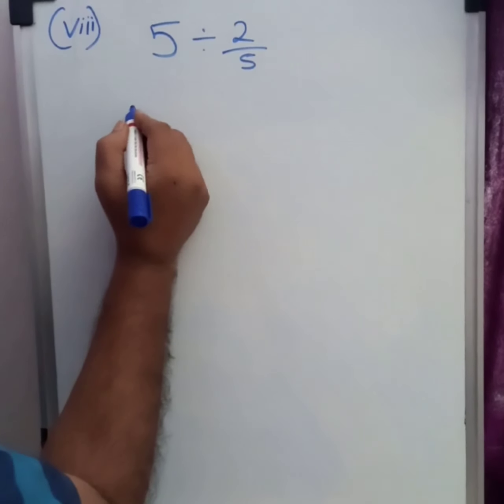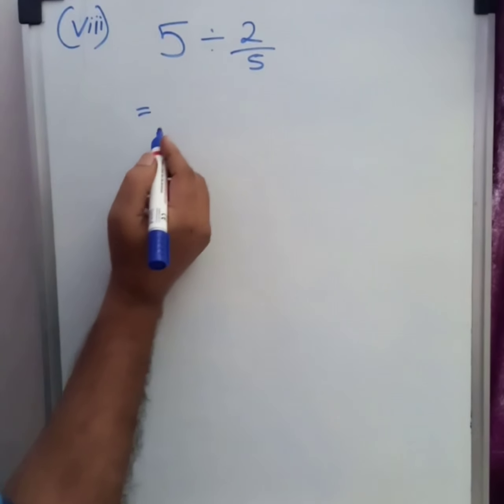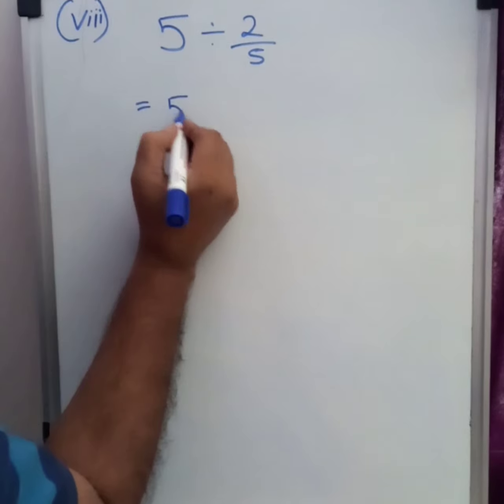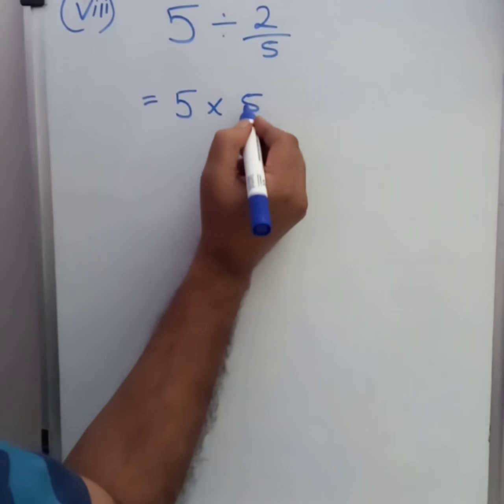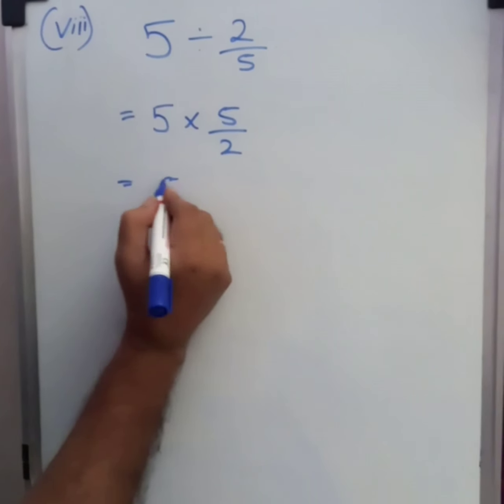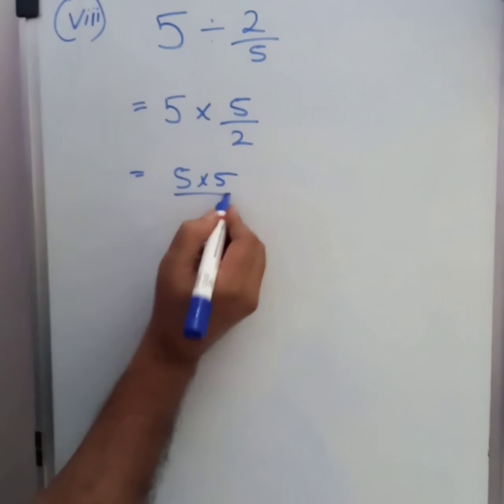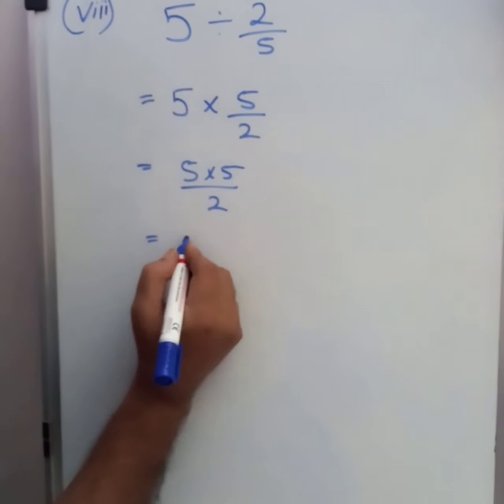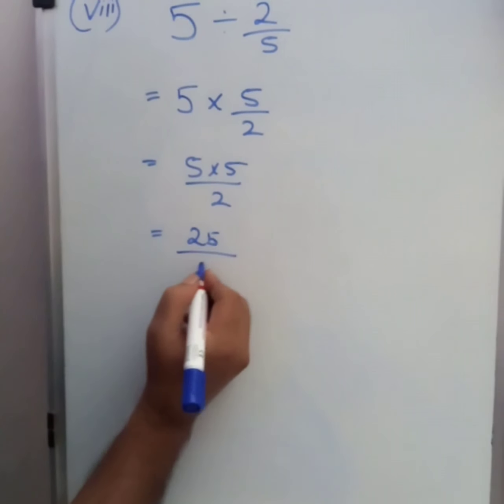The eighth sum, it is 5 divided by 2 upon 5. So it will be 5 into 5 upon 2. So it will be 5 into 5 upon 2. So 25 upon 2.